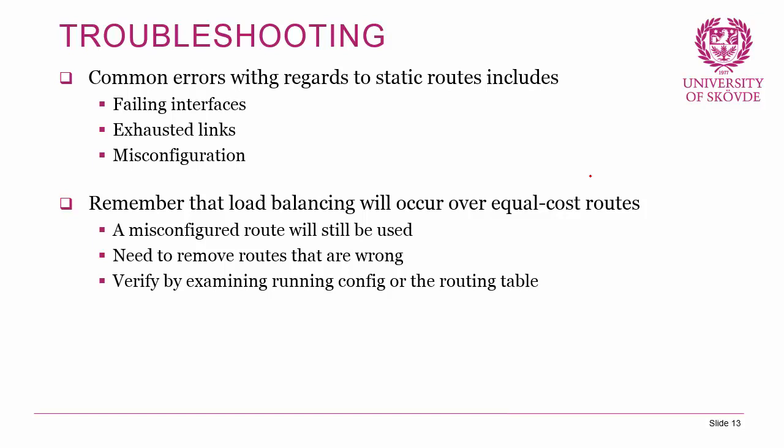Since the routes all have the same metric, the router will load balance over all matching static routes. So if you first do a wrongful configuration of a static route to a network and then you do the correct one, the router is still going to load balance over those two even if one of them doesn't work, meaning that some packets will not reach the destination. So whenever you misconfigure a static route, you have to remove it using the negation of the command, meaning putting a no in front.